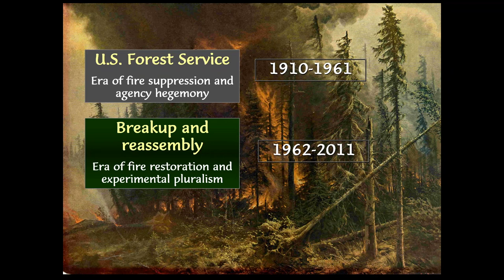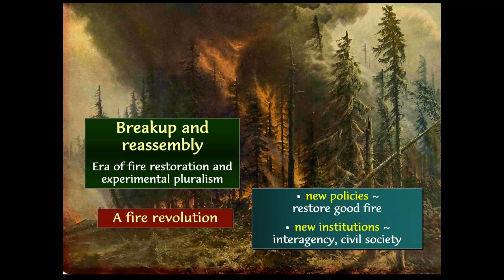Well, in 1962, we start seeing the first tremors of what will overthrow the old regime and create what I like to think of as a fire revolution, and it will result in new policies. Not just fight bad fires, but restore good fires, and new institutions, because one agency is not going to be in charge of it all. We need lots of agencies. We'll have a civil society. We will have non-governmental and intergovernmental cooperatives. I mean, the American fire establishment now is huge, and it's all over the place.